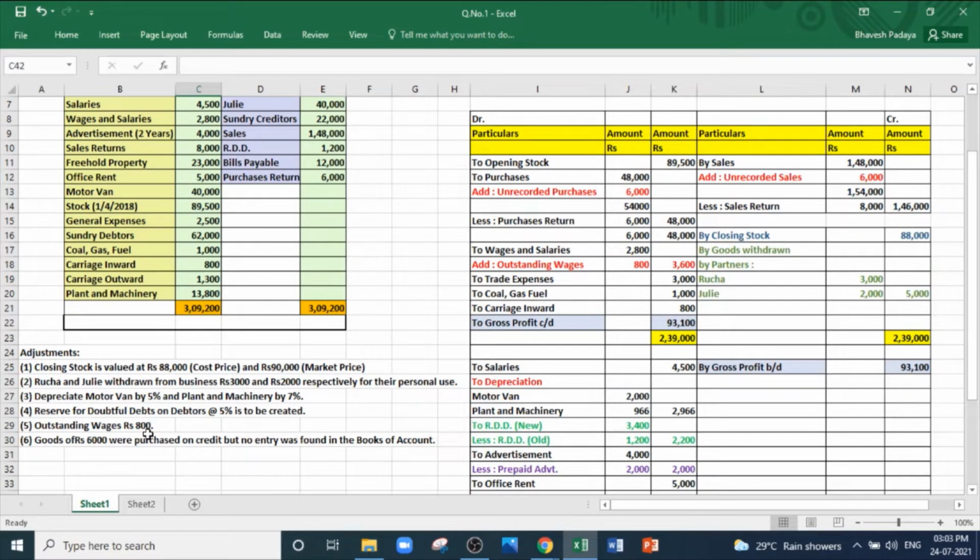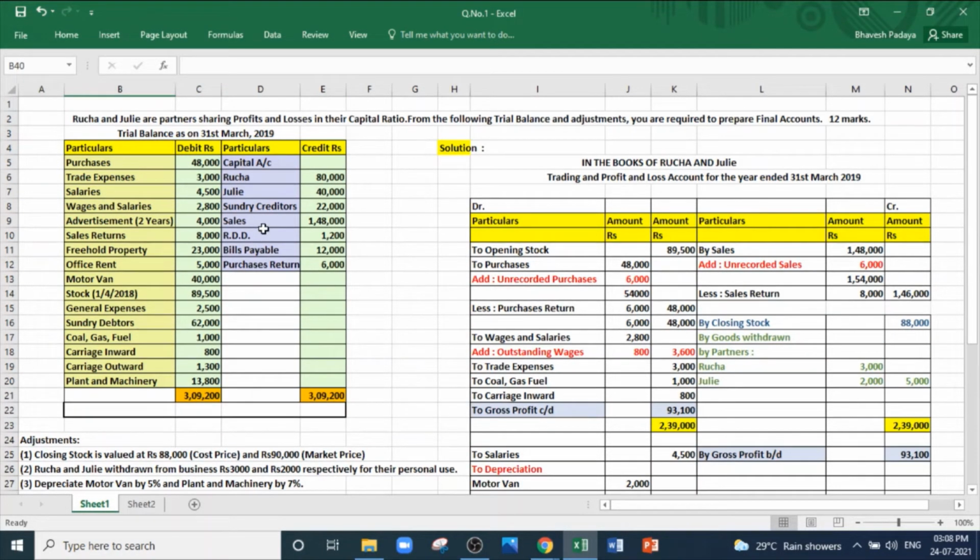Outstanding wages rupees 800, go to wages and salaries. Since the first term is wages, it will go to the trading account. So tick on wages and salaries. Goods of rupees 6,000 were purchased on credit, but no entry was found in the books of account. These are unrecorded purchases. You have not recorded the purchases. Next is goods of rupees 6,000 were sold on credit, but no entry was made in the books of accounts. These are unrecorded sales. So this will also be going in the sales. And to whom do we sell on credit? To the debtors. So you have to tick on sales and you have to tick on the debtors, sundry debtors.